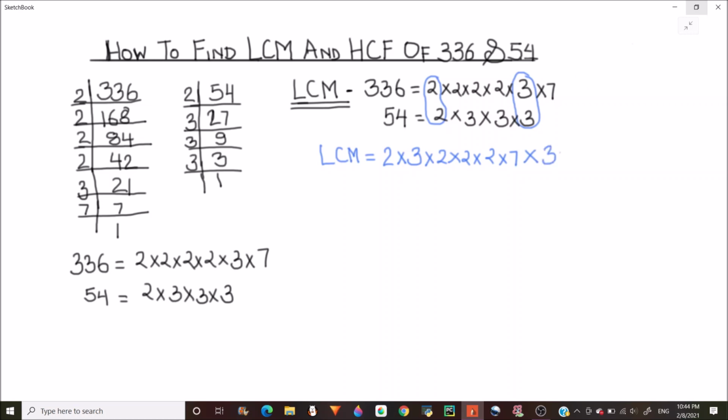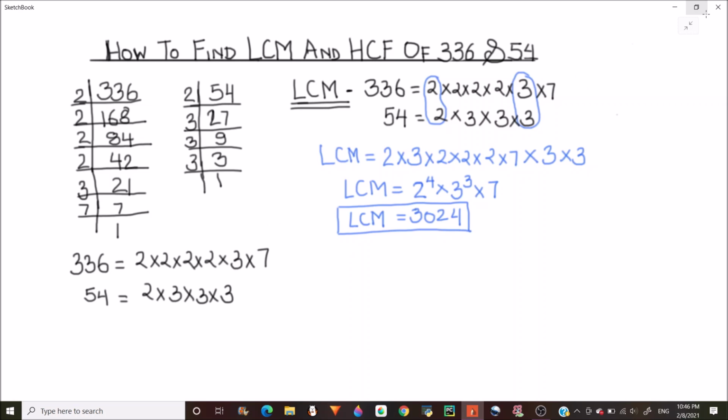So LCM will now become 2 to the power 4 times 3 to the power 3 times 7, which comes out to be 3024. LCM of 336 and 54 is 3024. Let's box the answer.